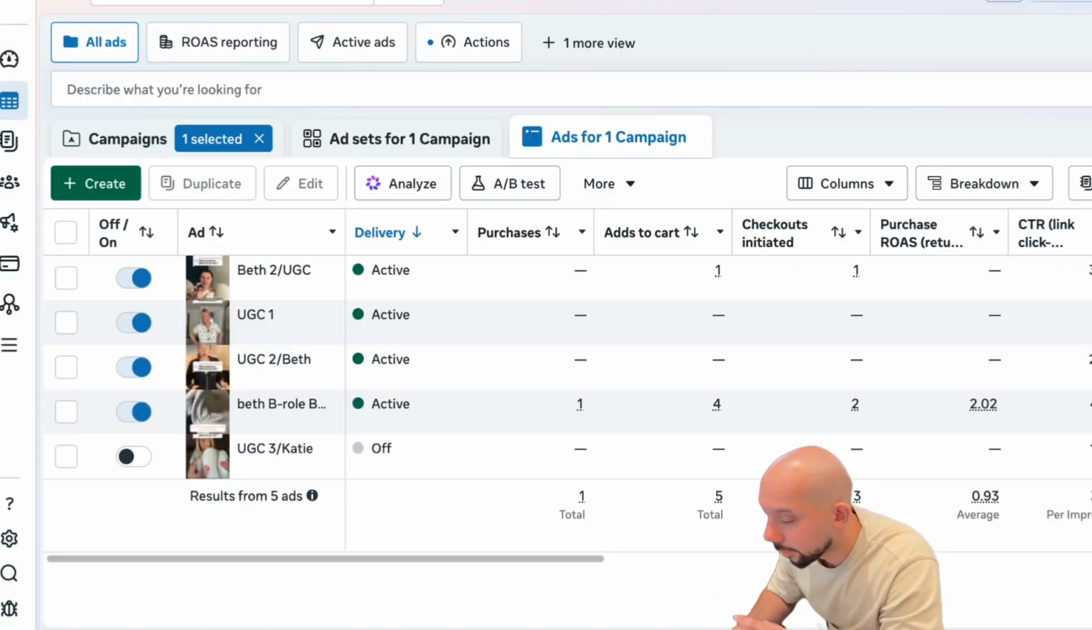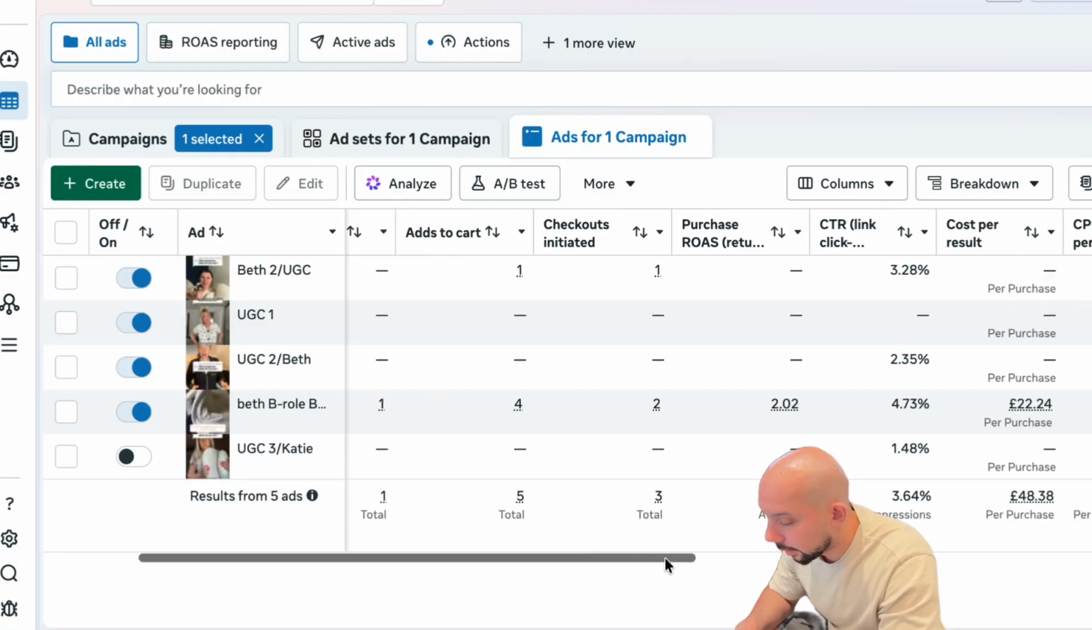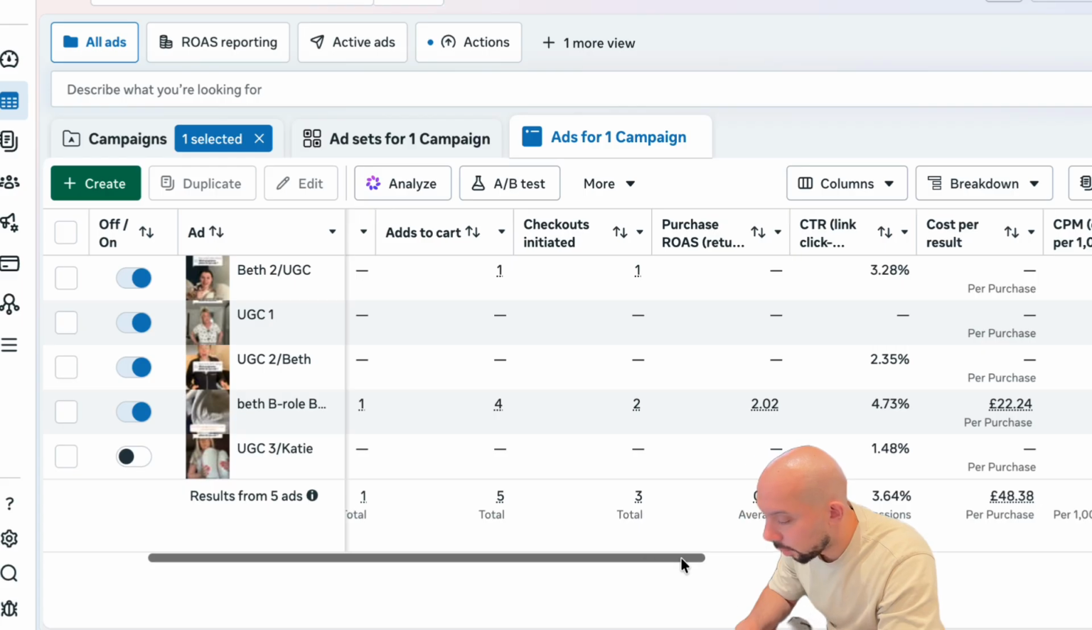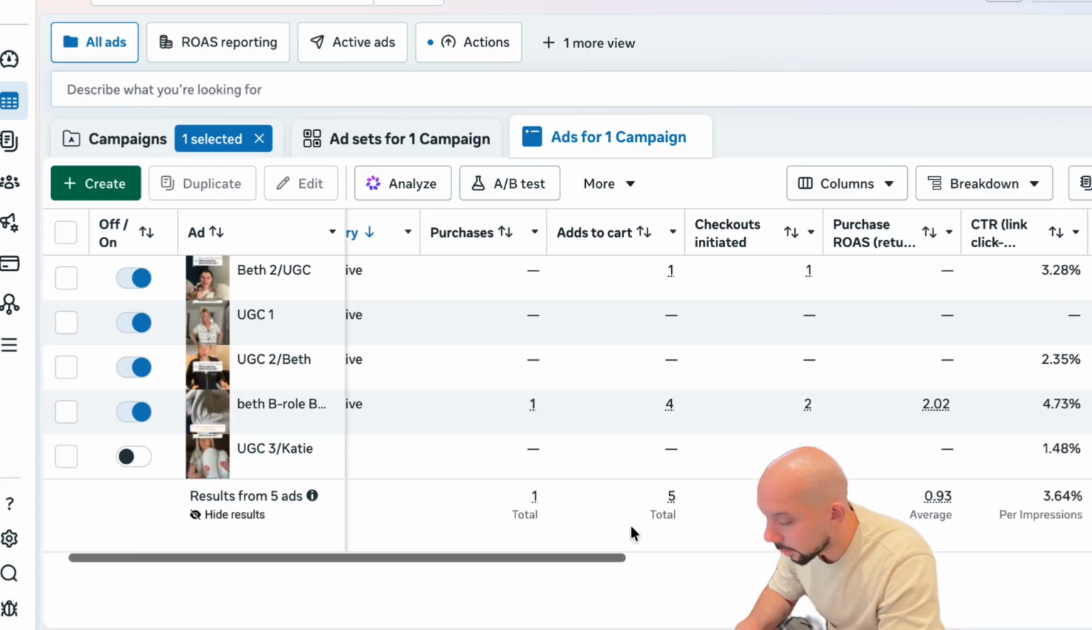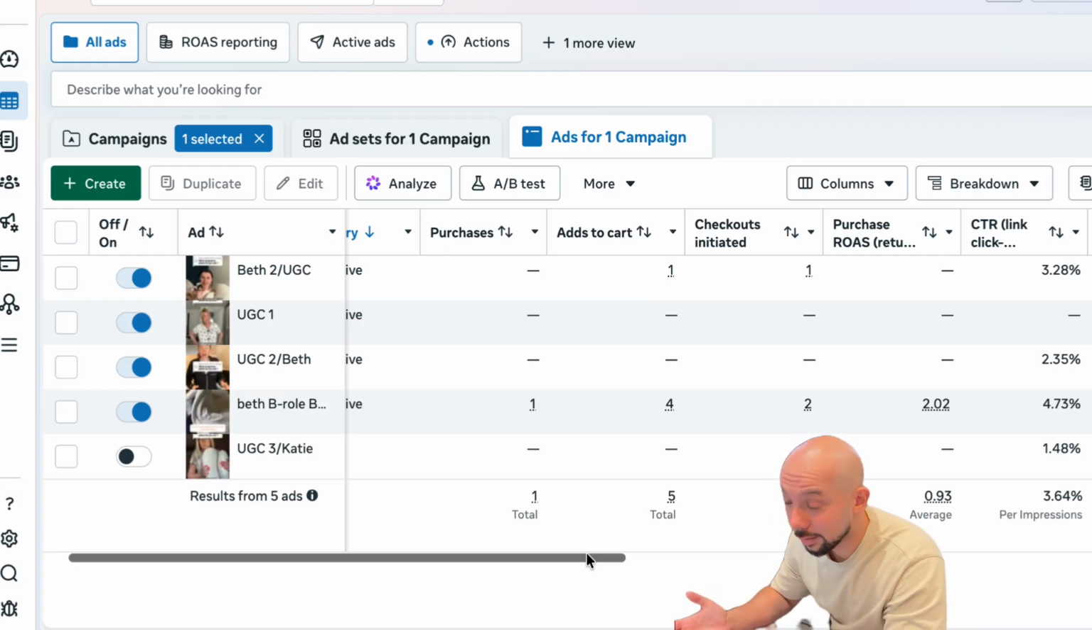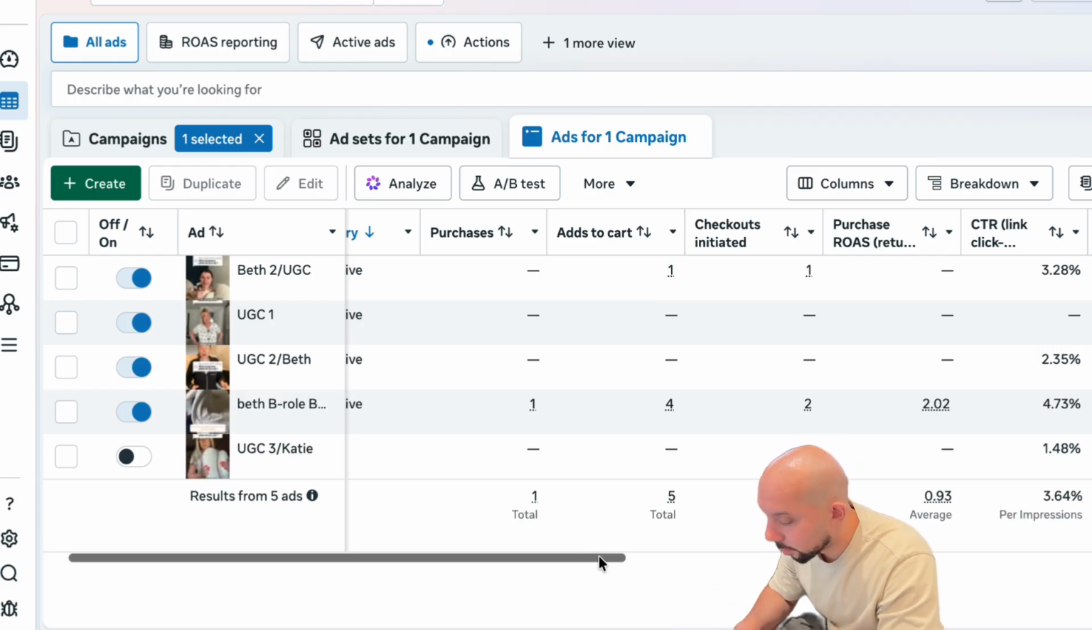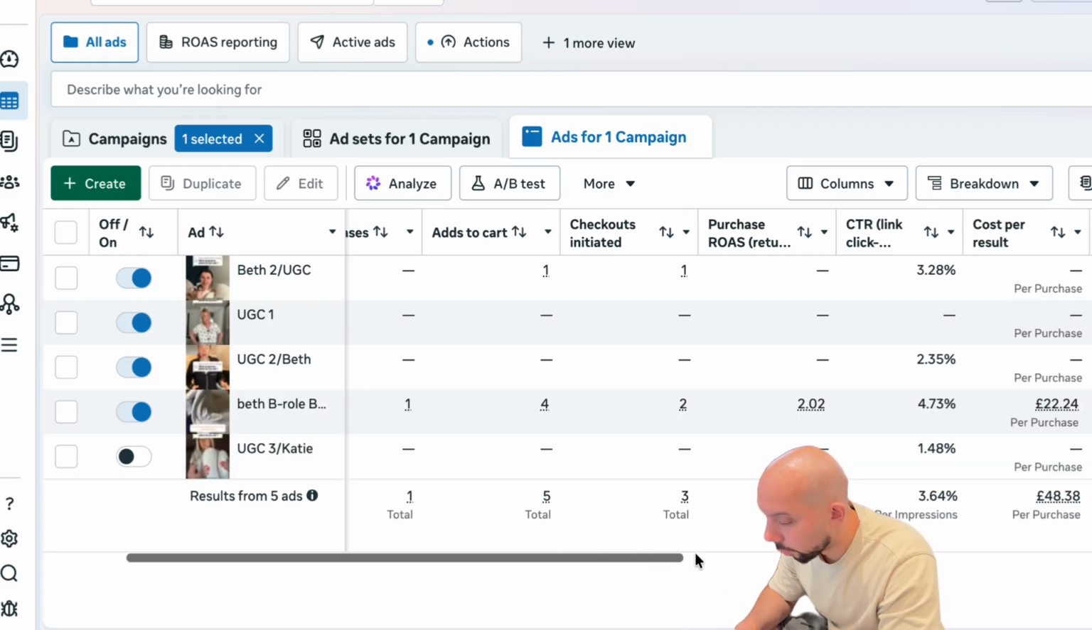And then today I actually didn't check my data yet. You know what, let's check it together, right? I might as well show you the data from yesterday. So yesterday I spent £48. I got 5 add to carts, 3 checkouts, and 1 purchase. So there is buying intent. Most of the buying intent went to one of the ads.